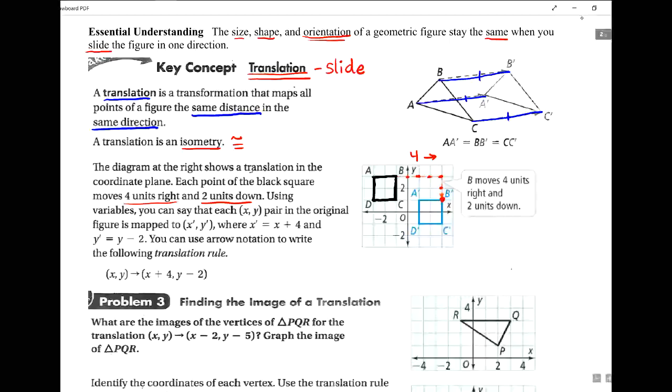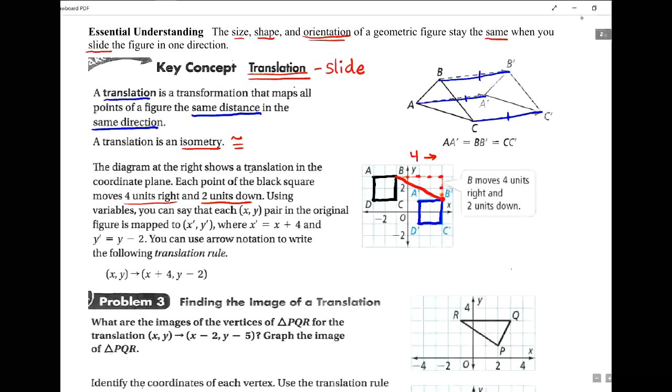This creates our image. So our pre-image, ABCD, we move it 4 units right and 2 units down, which, if you notice here, is going to create a slide. Look at that. Isn't that just a fancy little right triangle there? It's going to create a slide to here.